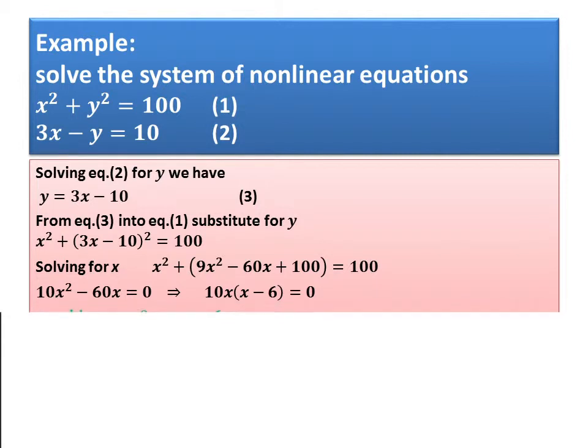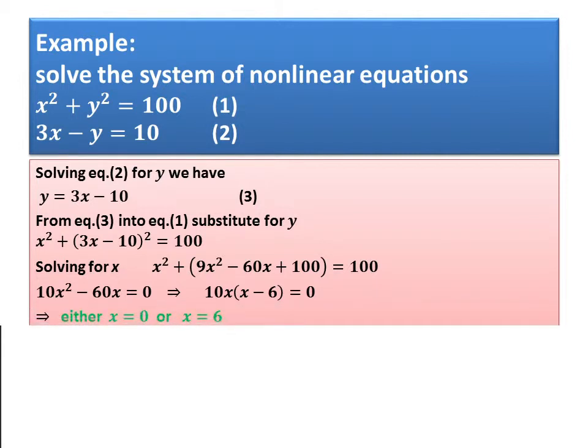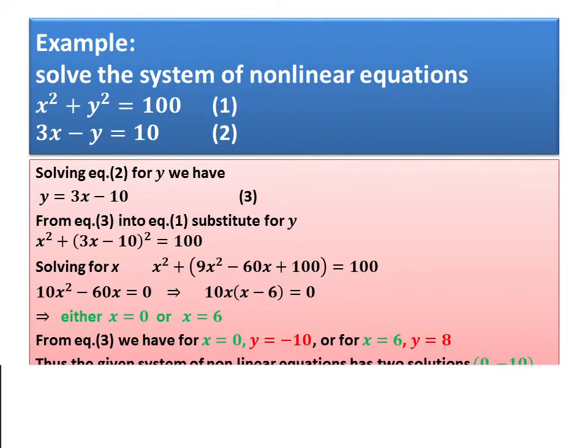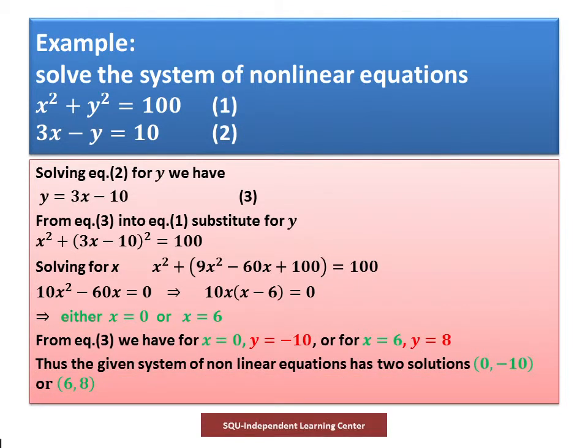Now solving for x, we will get a quadratic equation in x. So this will give us two values for the variable x. As we see, one of the values is 0 and the other is 6. So when x equals 0, I substitute into equation 3. I have y is equal to 3 multiplied by 0 minus 10. So this tells us that y is equal to minus 10 when x is equal to 0.